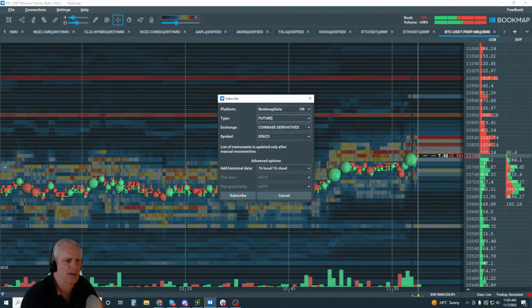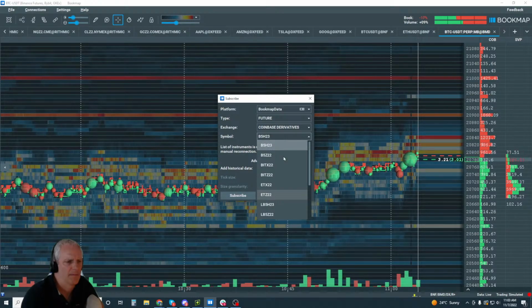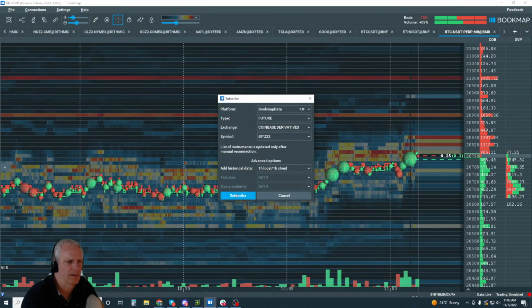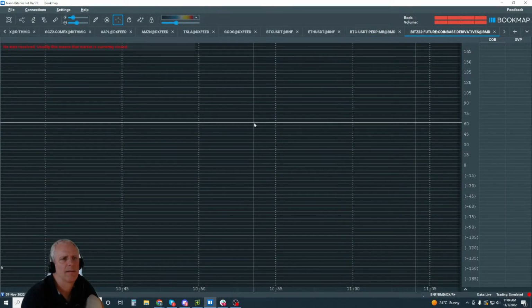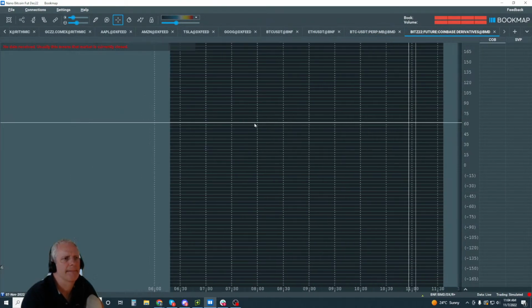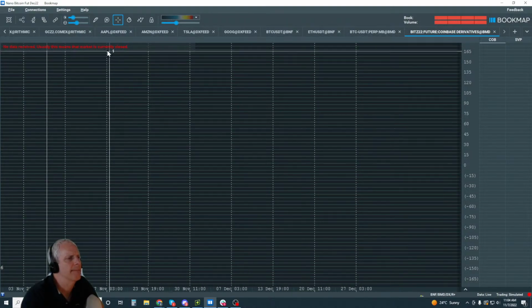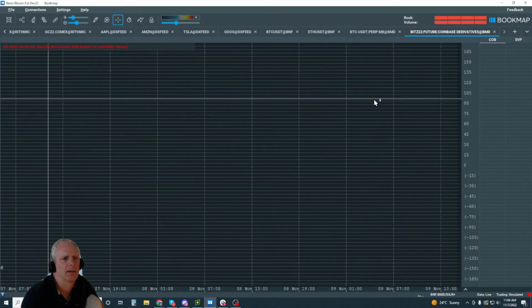Bookmap data, Coinbase derivatives. It's fine. Symbol, the Z contract here. Okay. Not getting data for it. Not sure why.